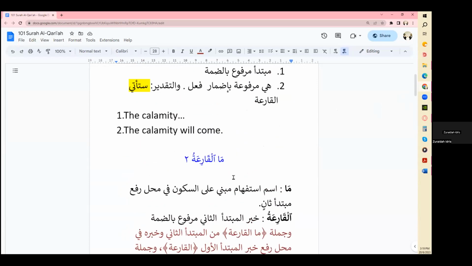Okay, let's translate this. Ma al-Qari'ah. Sister Zarina, would you like to try this? Because you're leaving in a while. So what is the calamity? What is the calamity?